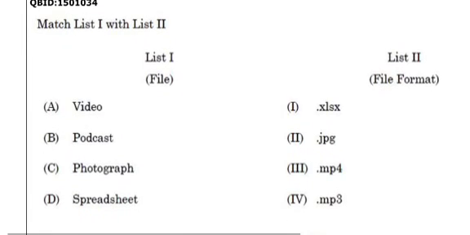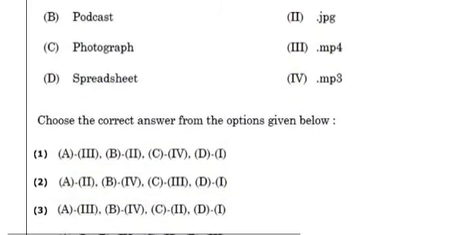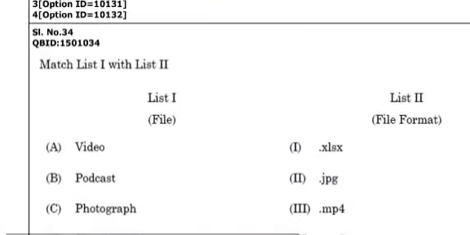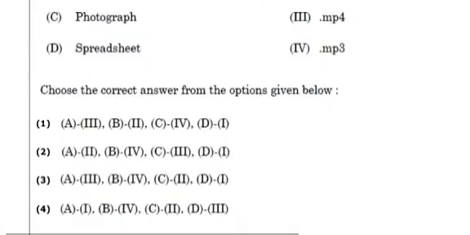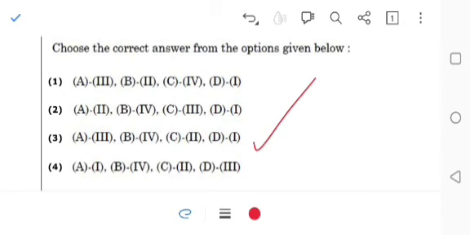Similarly, number 34 says match list 1 with list 2. In list 1 we have file, in list 2 we have file format. List 1 says video, podcast, photograph, spreadsheet. List 2, file format: .xlsx, .jpg, .mp4, .mp3. Now these are the options as you have seen. Let me give the correct option. The correct option will be A related to 3, B 4, C 2, D 1.